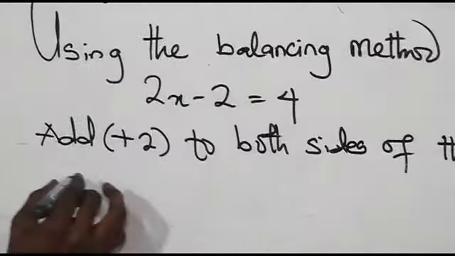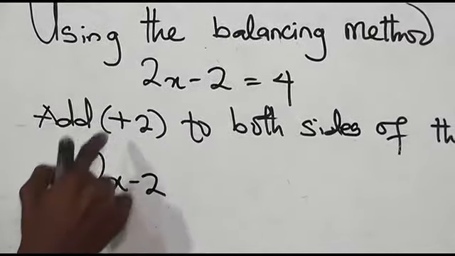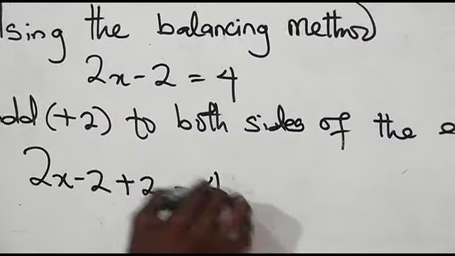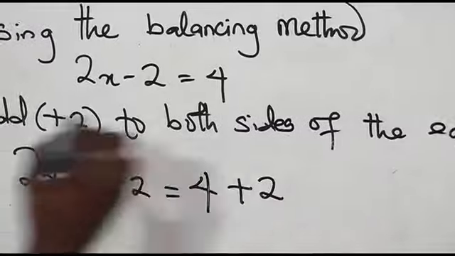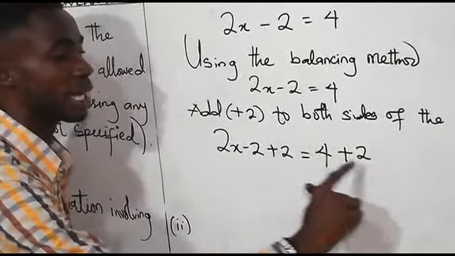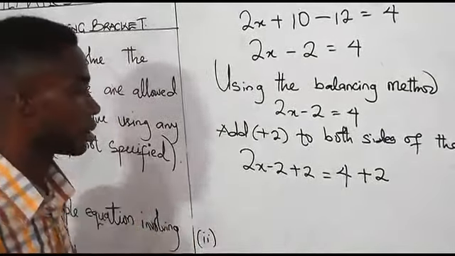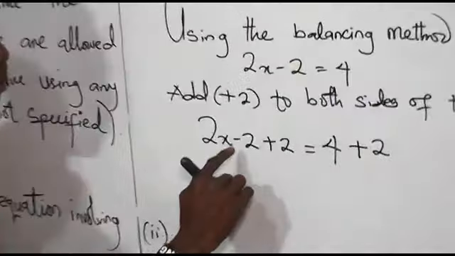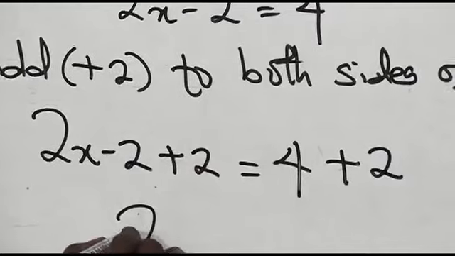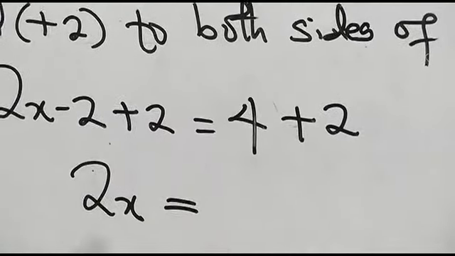So here we have 2x minus 2 as given earlier, then plus 2 is equals to, we have 4 here plus 2. If you observe carefully, I've added this plus 2 to both sides of the given equation to balance the method. So in this case here, minus 2 plus 2 is 0. So I'm left with 2x is equals to 4 plus 2 is 6.